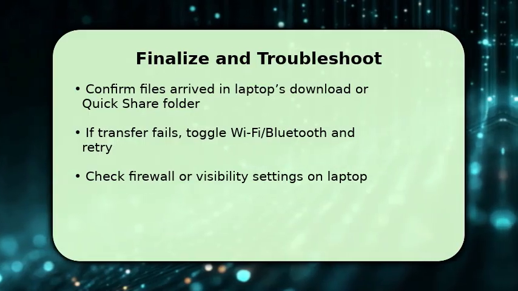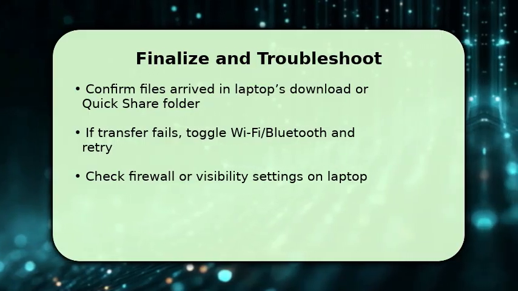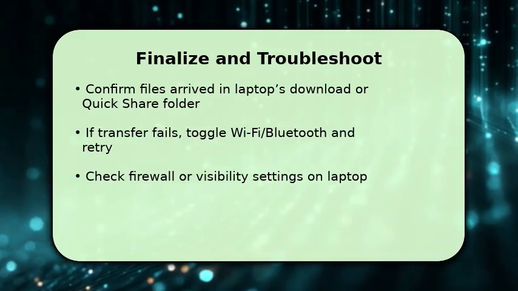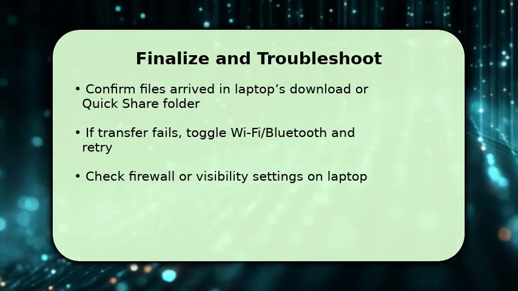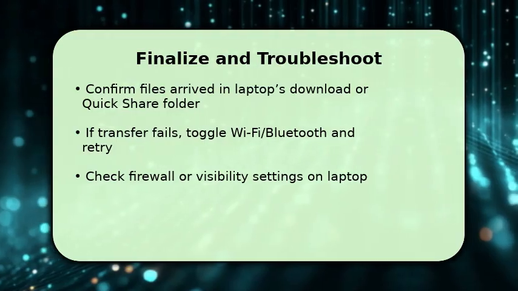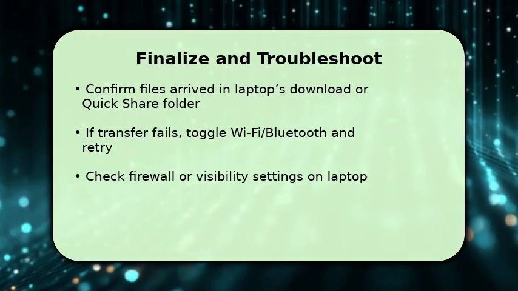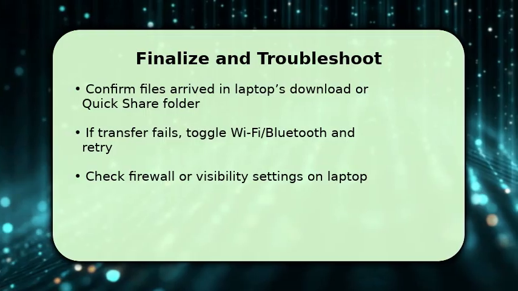If something goes wrong, first toggle Wi-Fi and Bluetooth on both devices, then reattempt the transfer. This clears transient network states. Make sure laptop firewall or privacy settings aren't blocking discovery. Allow file sharing for private networks.